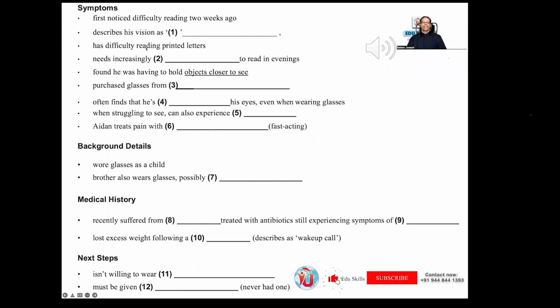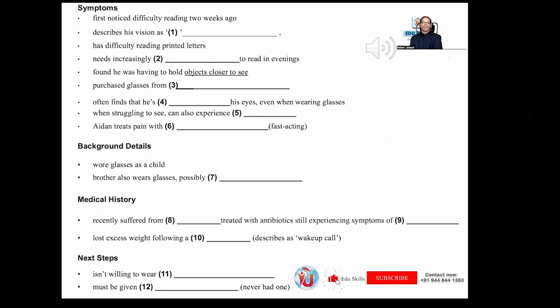Okay. Is it possible that you can fill in here? What is it described his vision as? Whenever there is "described as", that will be compared to something. You describe something as something. One thing with another thing. Okay, needs increasingly dash to read in evenings. When you have eyesight problems, increasingly you need more light.